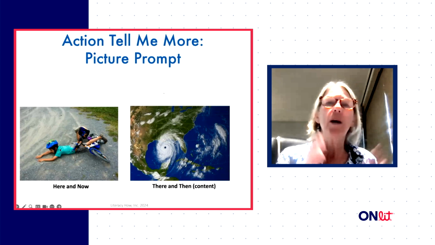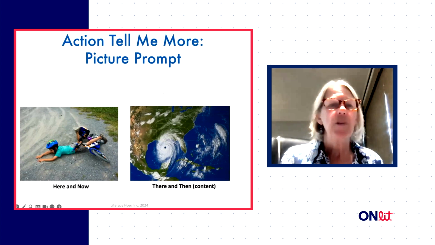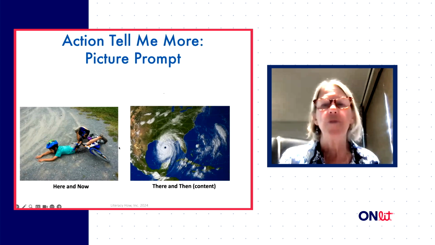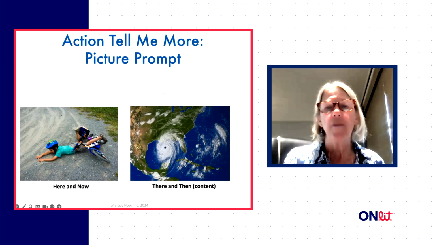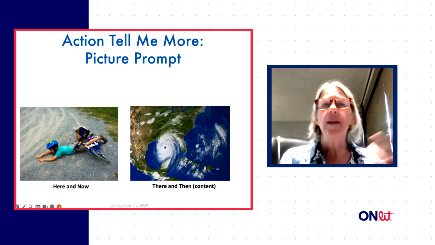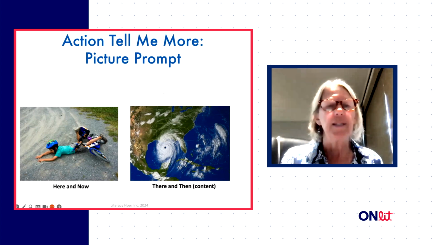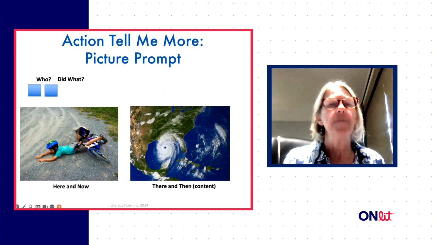A kernel sentence with this picture is: the boy fell. Where did the boy fall? When did the boy fall? The hurricane formed. Where did it form? When did it form? And just doing this orally is a great warm up for getting kids to think about these adverbial phrases.